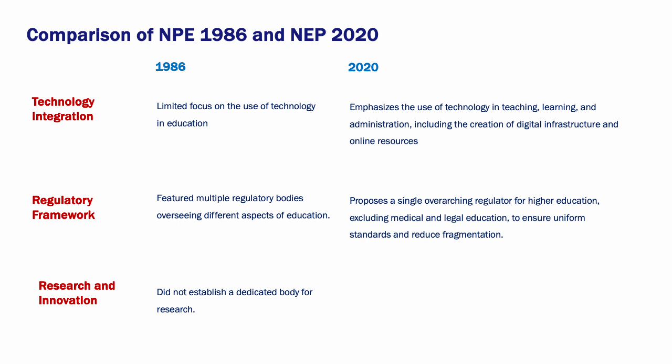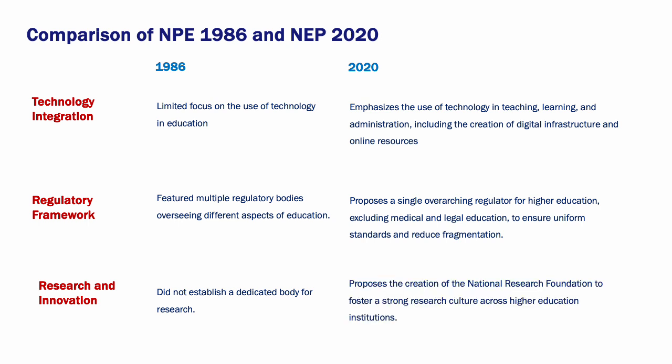The 1986 policy did not establish a dedicated body for research, while in 2020 the policy proposes the creation of the National Research Foundation to foster a strong research culture across higher education institutions.